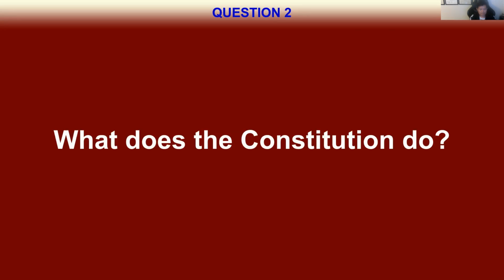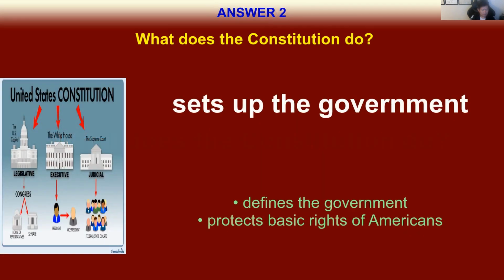What does the Constitution do? Sets up the government.